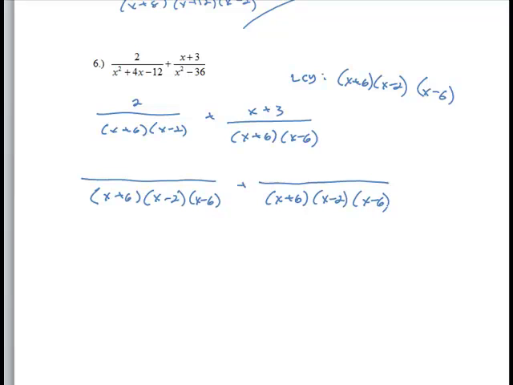So that first rational had a numerator of 2. In order to come up with a common denominator, we multiply the denominator by x minus 6, so we multiply the numerator by x minus 6. The second numerator already had the x plus 3 up there. In order to change that denominator into the least common denominator, we multiplied it by x minus 2, so we multiply the numerator by x minus 2. Now we can simplify, combine these two rationals into one.